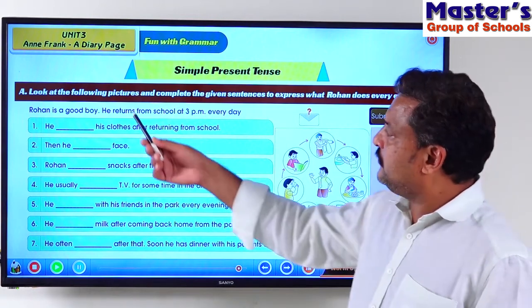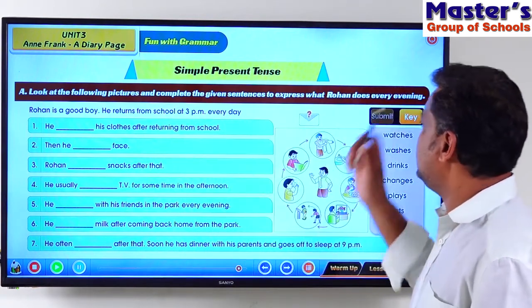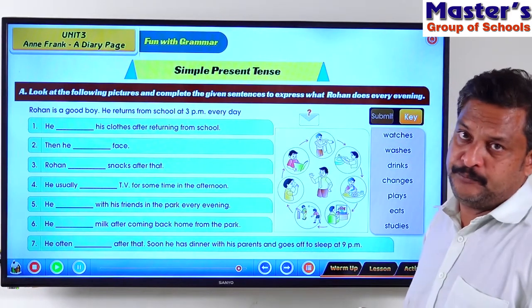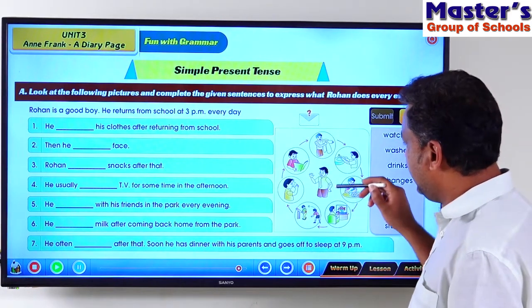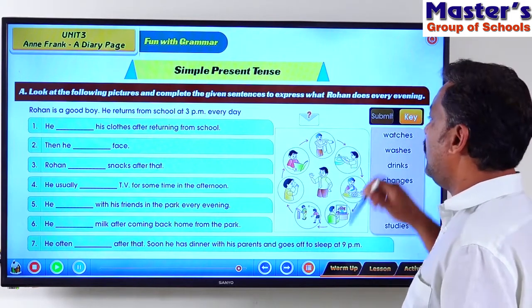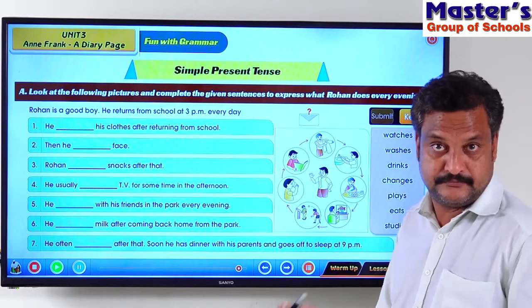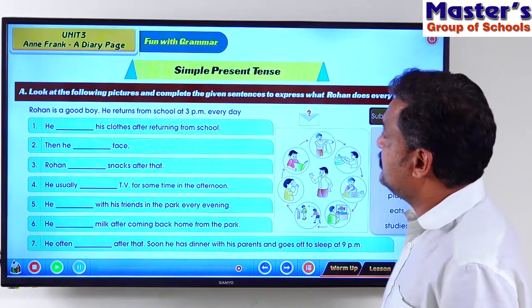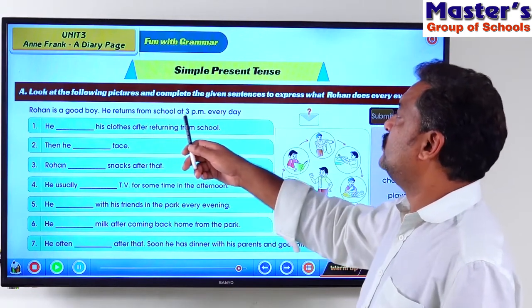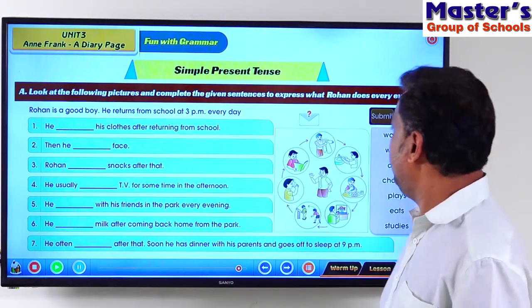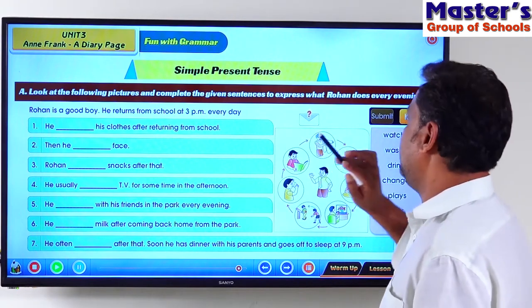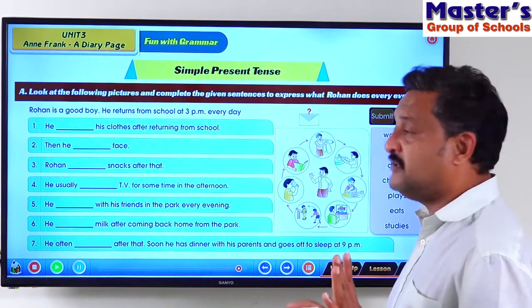Look at the following pictures and complete the given sentences to express what Rohan does every evening. So look at this picture. Here is a boy and he is Rohan, and this picture shows what he does in the evening, right? So the first sentence: Rohan is a good boy. He returns from school at 3 p.m. every day.